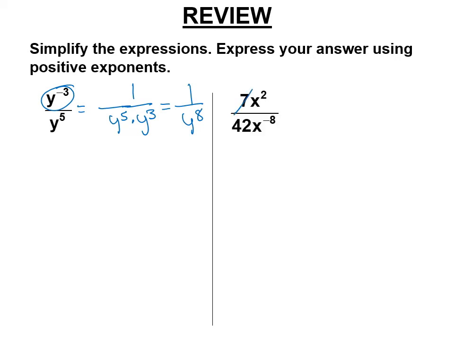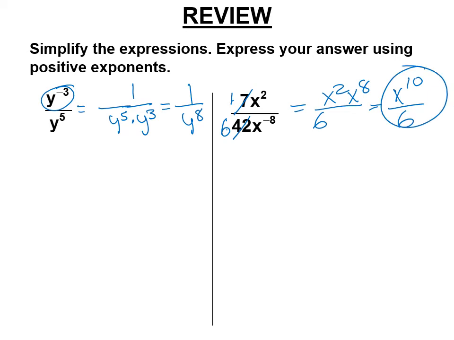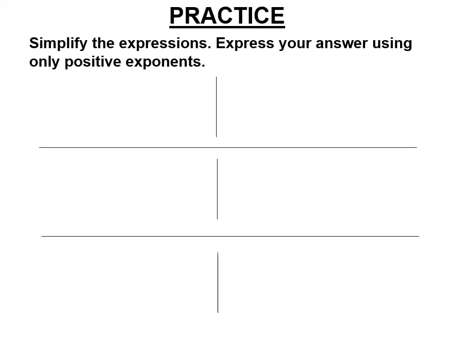Right? Coefficients stay where they are. 7 divided by 7, 1. 42 divided by 7, 6. Right? Now the x squared stays where it is. The 6 stays where it is. That x to the negative 8th goes up there and becomes that. So this is x to the 10th. And all that's left here is 6. Right? Express your answer with positive exponents. All right? Do these practice.